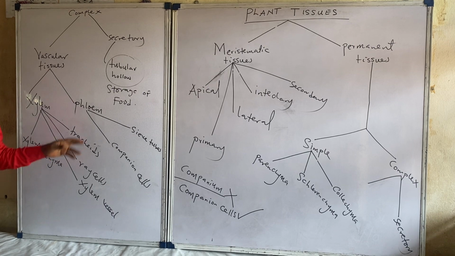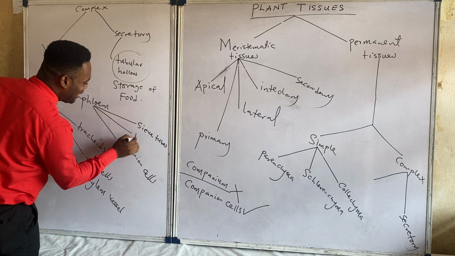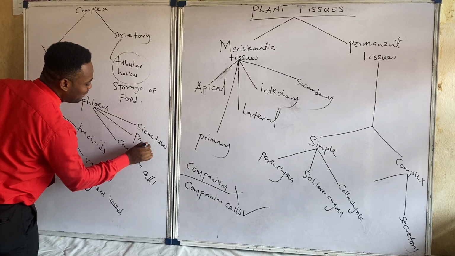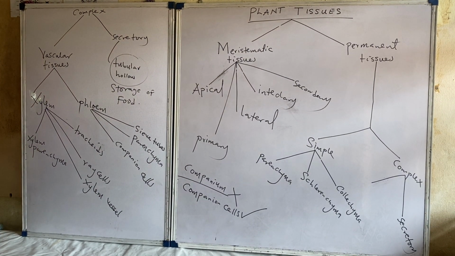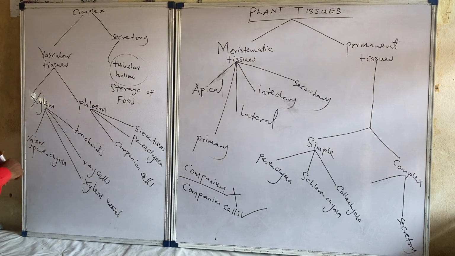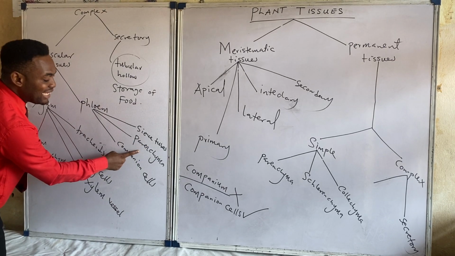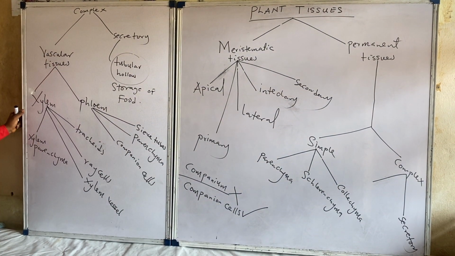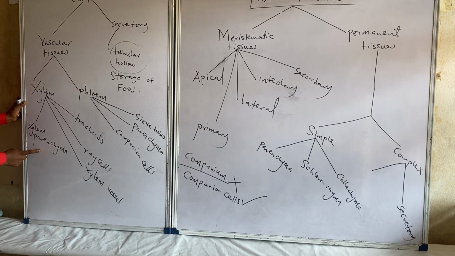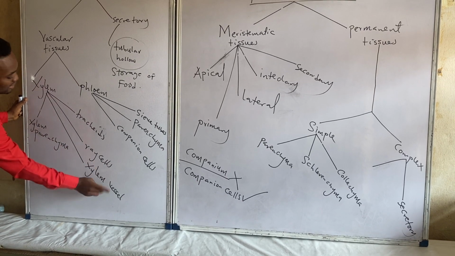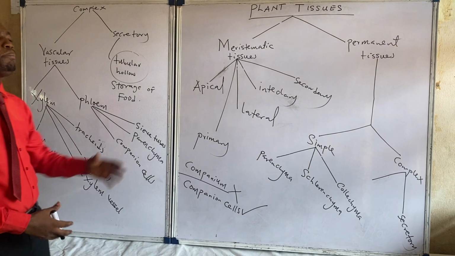So the phloem is made up of what now? Sieve tubes, companion cells. I also have phloem parenchyma. We also have the phloem tracheids. So the major components that make up the phloem, what do we have? The sieve tubes, the parenchyma cells, and the companion cells. While for the xylem, what do we have? We have the tracheids, we have the xylem parenchyma, we have the ray cells, and we have the what now? The xylem vessels. With this flowchart, it becomes very easy to master plant tissues.